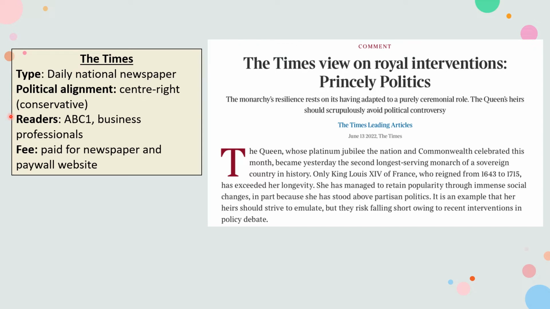Their readers are predominantly ABC1, meaning they have professional careers and are likely to be in the higher earners of the country, and both their website and their newspaper are paid for. So that means that if you are accessing this article, you've done so intentionally, which is very important, as you're unlikely to pay for a newspaper or article subscription for something that you don't value the opinions of. So I think that bit in particular is very important.